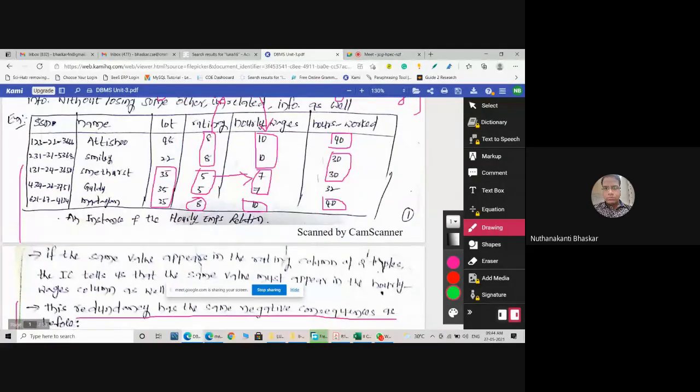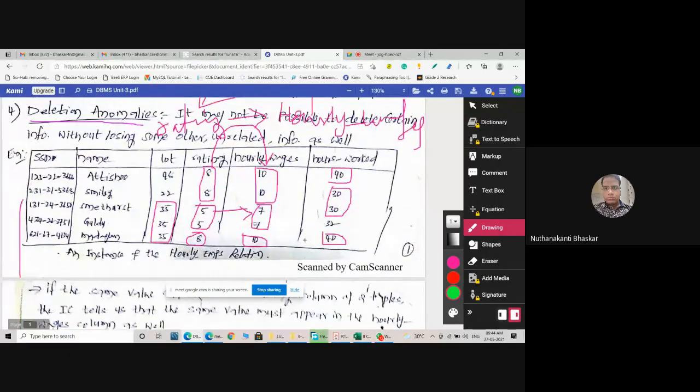The same way, if you observe one table, the hourly employee relation, don't go for the SSN and name, go for these numbers. Then we can understand the redundancy exactly. Here 35 is stored 3 times, 8 is 3 times, 5 is 2 times, 10 is 3 times, 7 is 2 times, 30 is 2 times, 40 is 2 times. Like that, redundant data is there. Yes or no? Is the data redundant or not here?